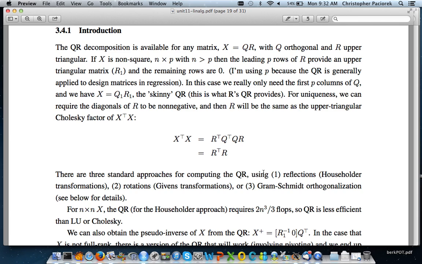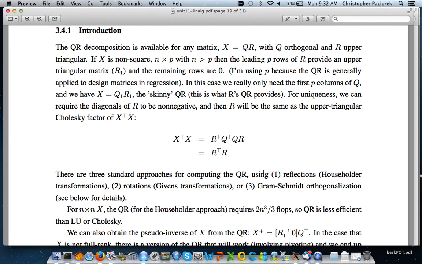Okay, so we have some matrix. I'm going to make it n by p, and I'm going to make it look like n is bigger than p, to evoke the regression context for us. And we're going to decompose that into some n by n matrix, that's going to be our Q matrix, and that's going to be orthogonal. And then an n by p matrix that is going to be our upper triangular matrix.